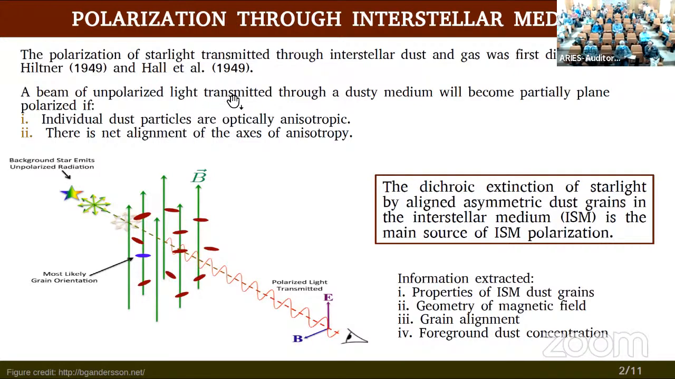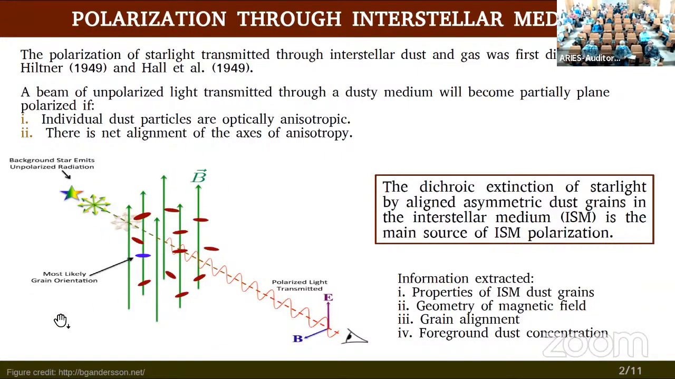Based on these three findings, it was concluded that the polarization we are getting in the interstellar medium is due to ISM dust. How does a beam of unpolarized light transmitted through a dusty medium become partially plane polarized? Two conditions should be satisfied. First, there should be optical anisotropy in the individual dust particles, and second, there should be a net alignment of the axis of anisotropy, so that there is no randomization effect.